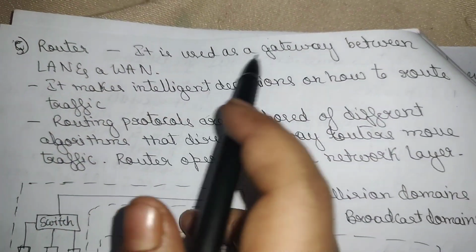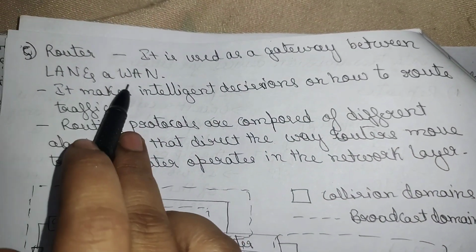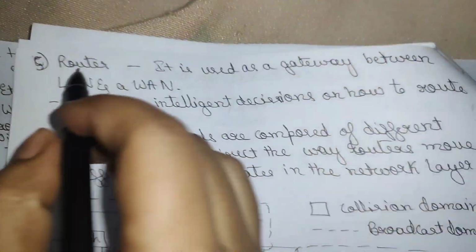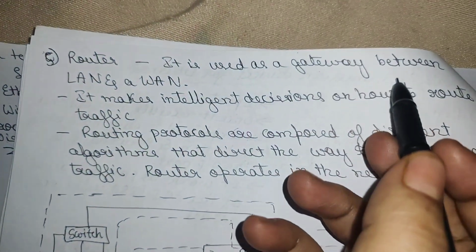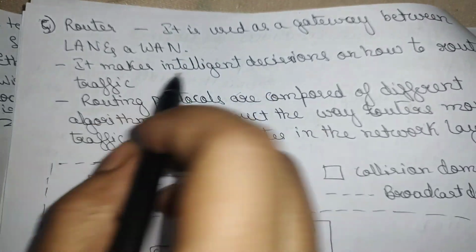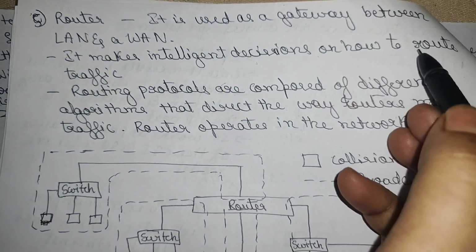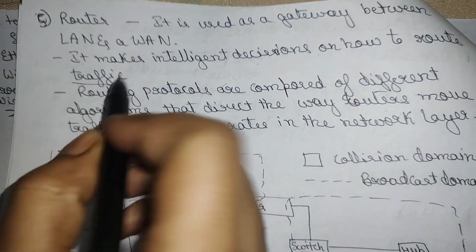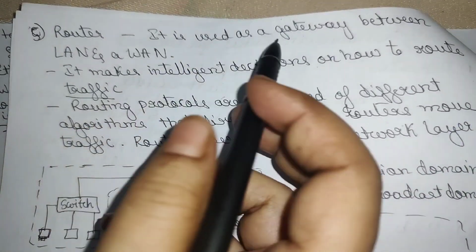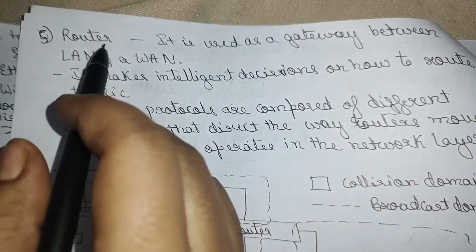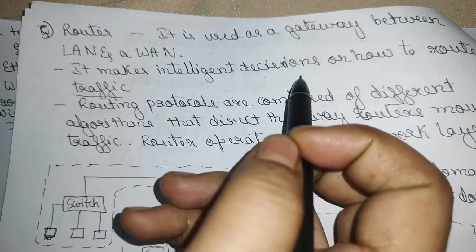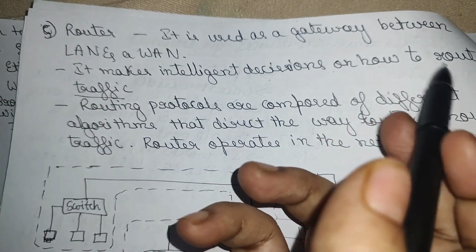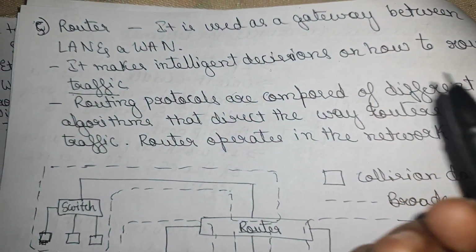Router: it is used as a gateway between LAN and WAN. It makes an intelligent decision on how to route the traffic.